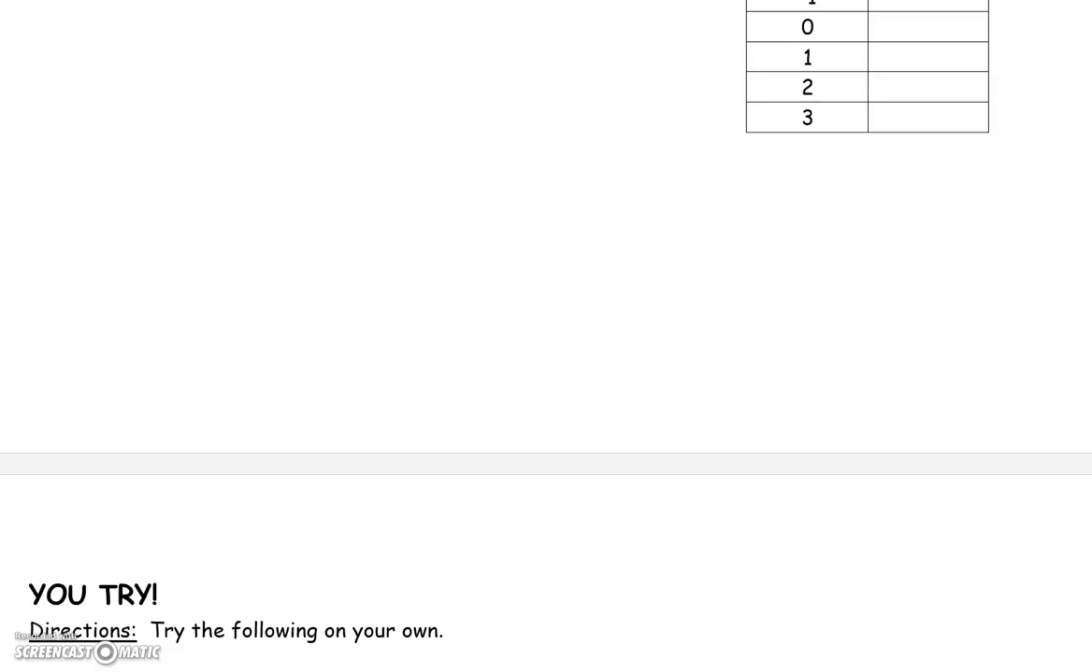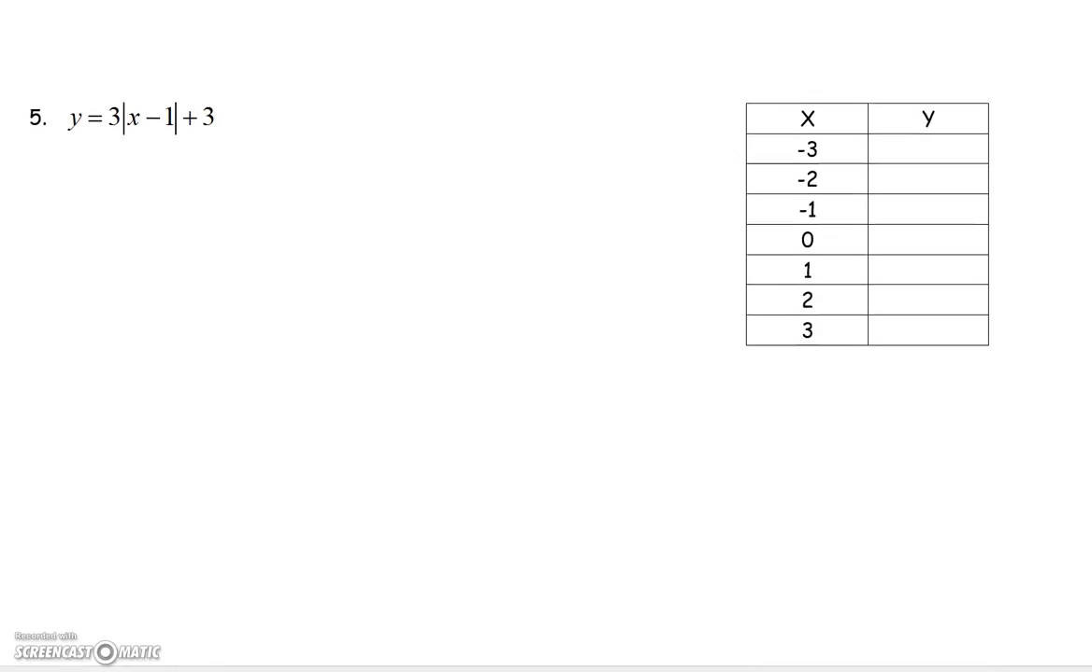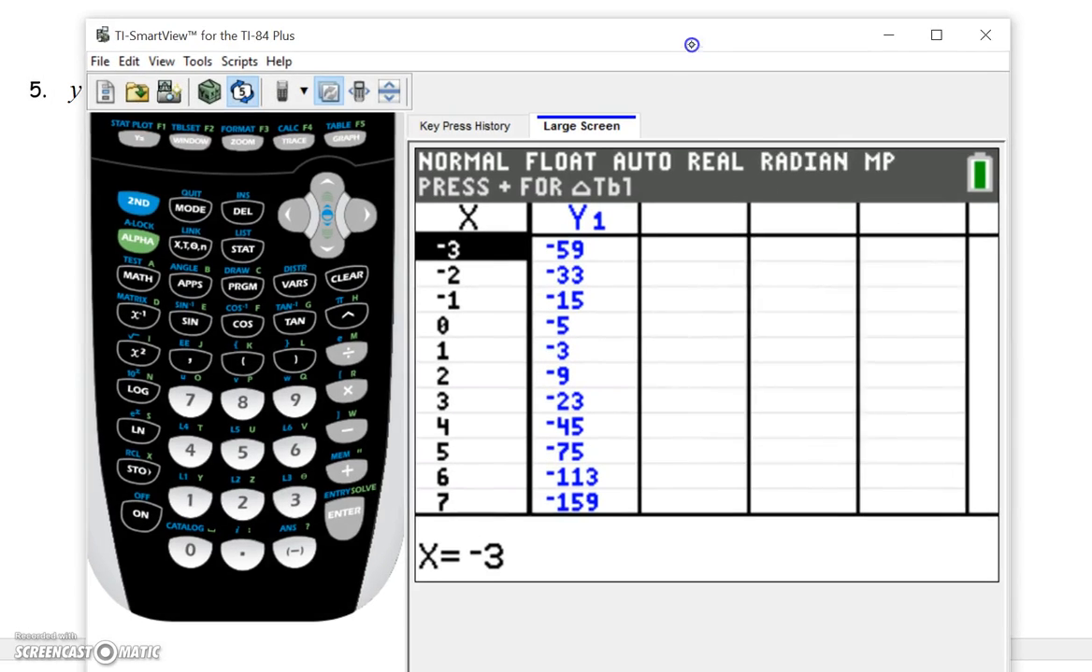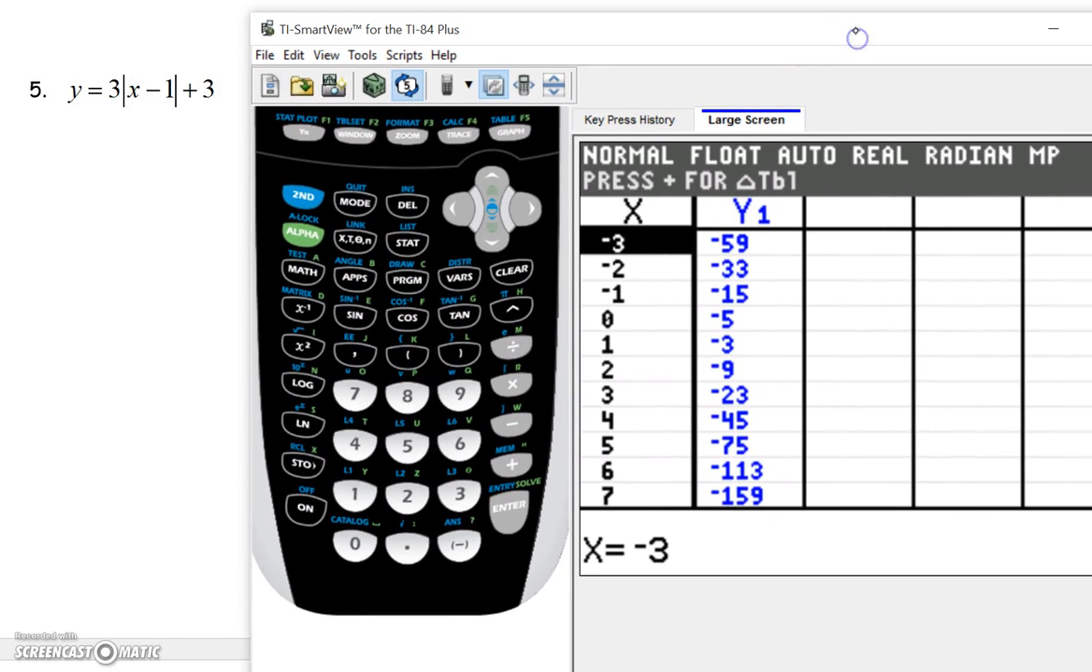We'll try one more. The function y equals 3 times the absolute value of x minus 1 plus 3. We'll type this in the calculator. I'm going to scoot it over so I can see the function. And the only part that's different here, I guess, is that you need to make sure that you know how to insert the absolute value bars.